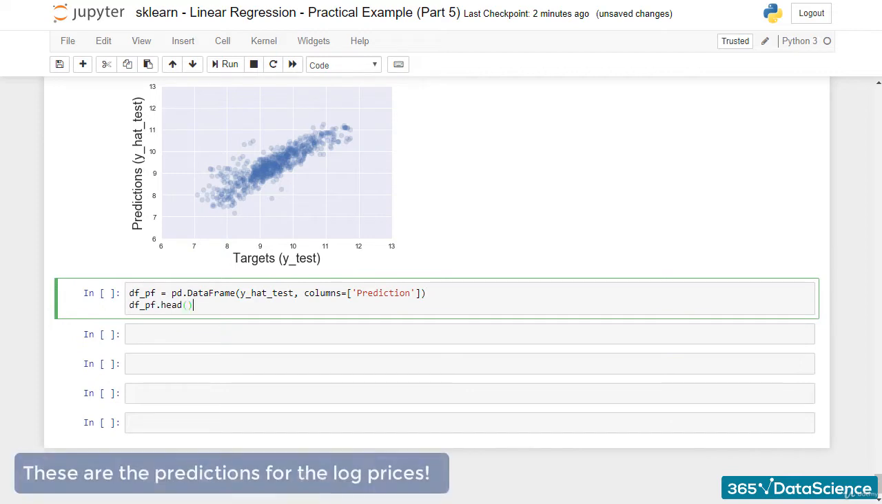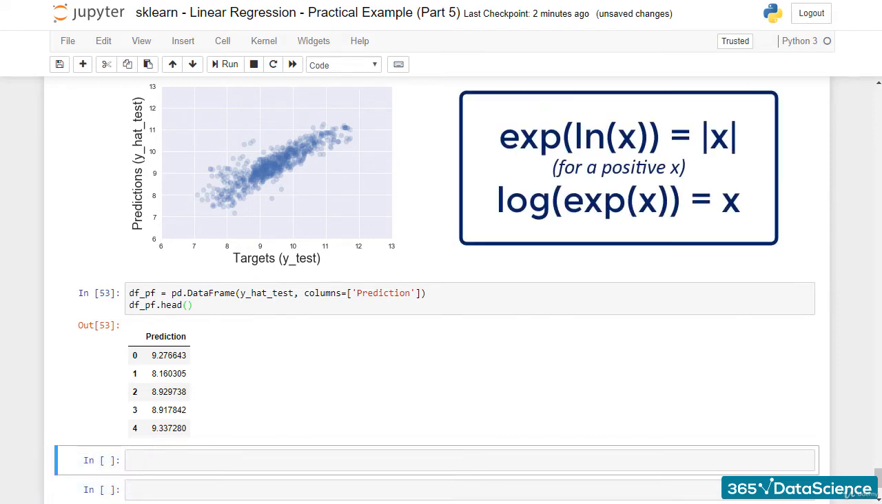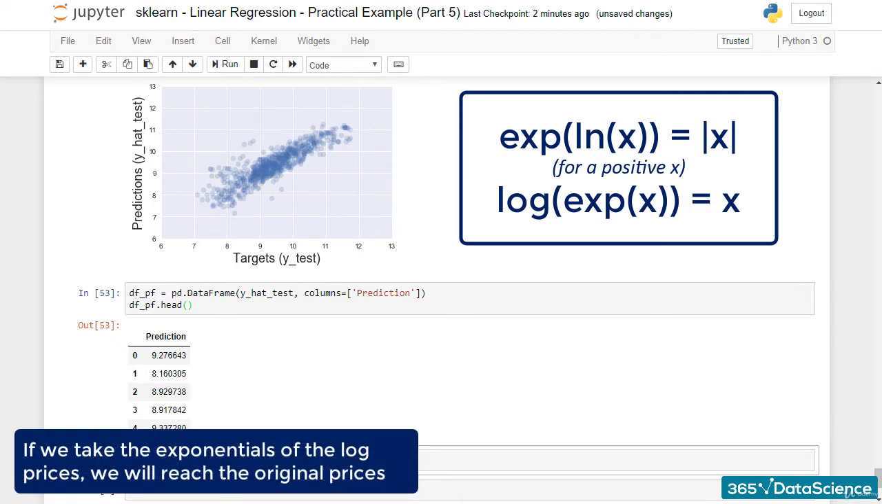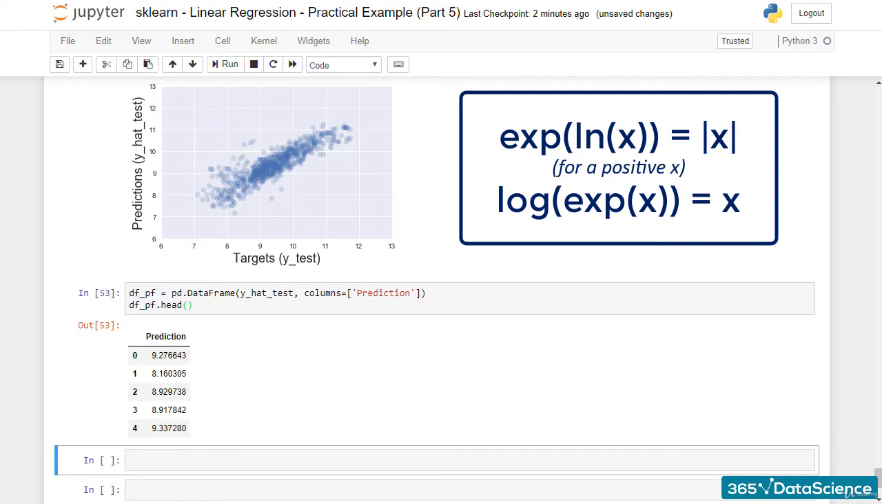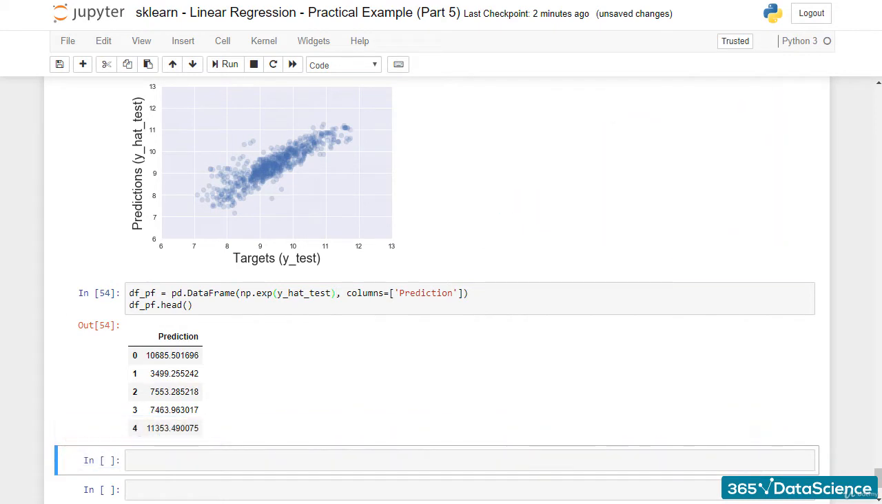Okay. Unfortunately, these are the predictions for the log prices. Normally, we'd prefer the prices, not their logarithms. Since the log is the opposite of the exponential, if we take the exponentials of the log prices, we will reach the original prices. An easy way to achieve that is through the numpy exp method. Let's replace that in the DFPF declaration.